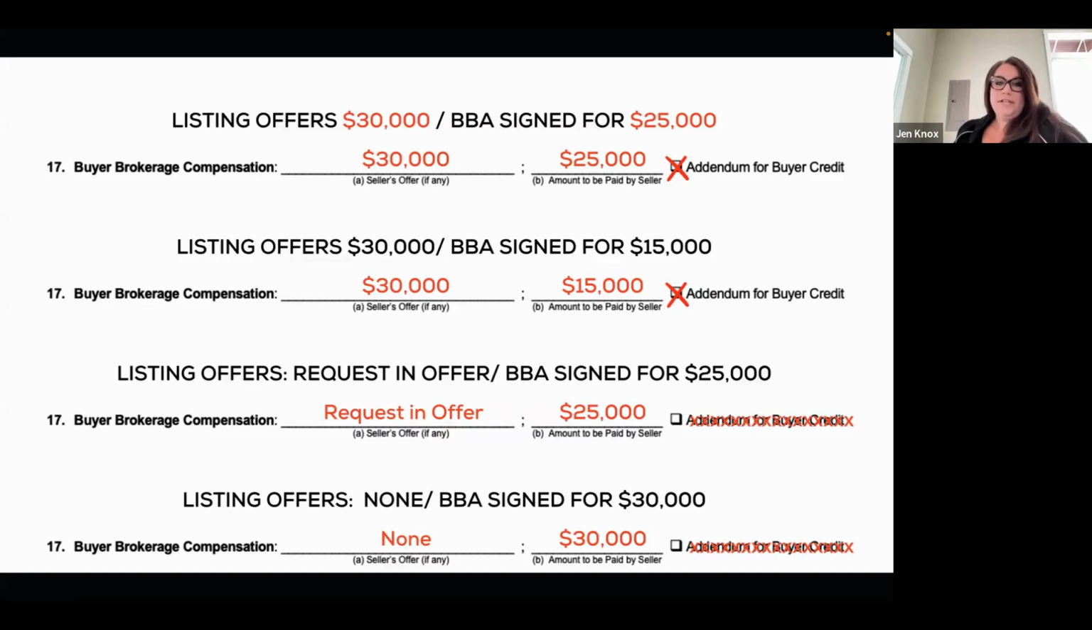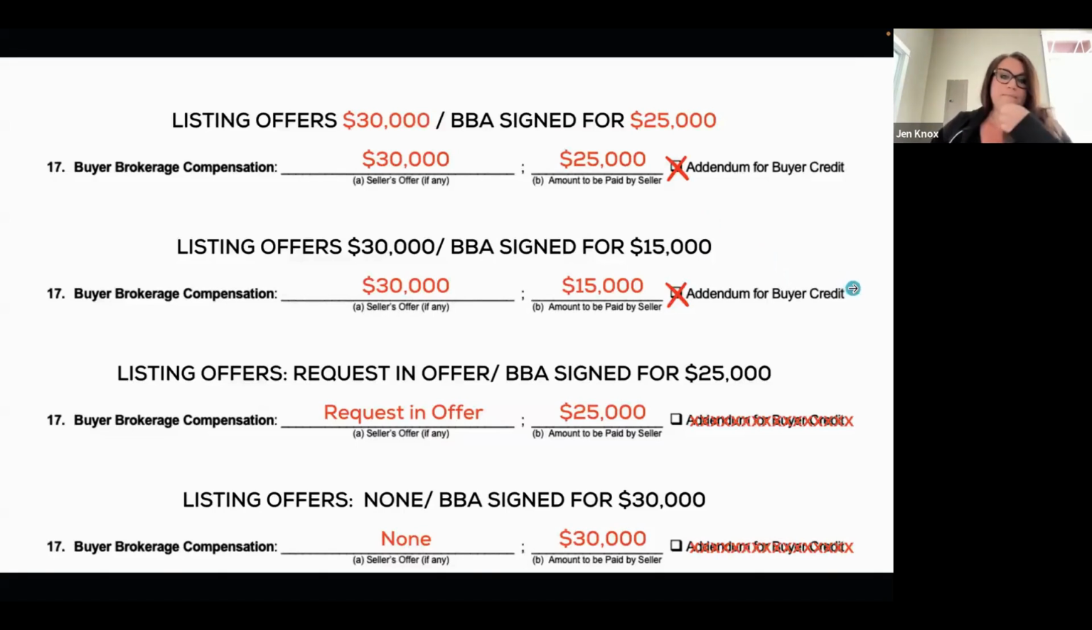If the listing offers $30,000 and we have a buyer agreement for $15,000, the same thing applies. We're going to go ahead and note the offer of compensation from the listing at $30,000. Then our buyer agreement has been signed for $15,000 and we want our buyer to be able to take advantage of the additional monies that the seller has already offered to pay. So we are going to write $15,000 to be paid to us and account for the difference by the buyer credit addendum showing the additional $15,000 to be paid to buyer.